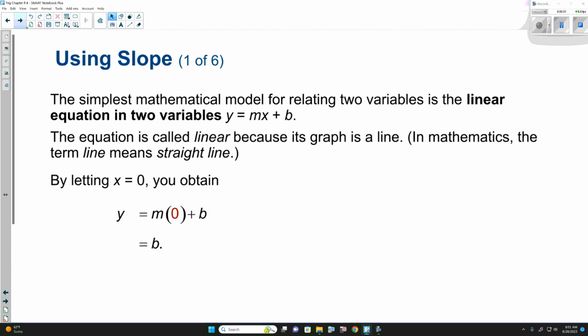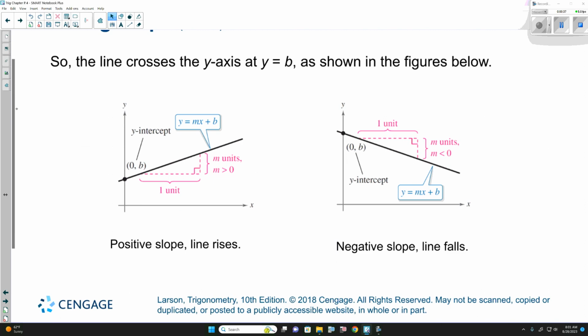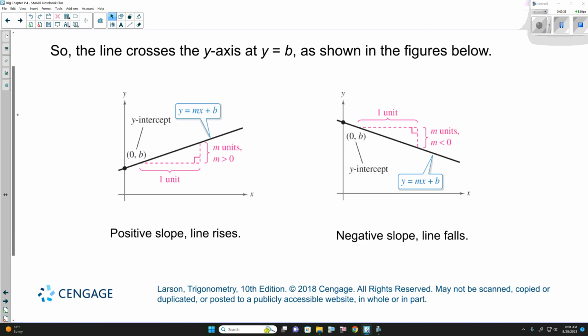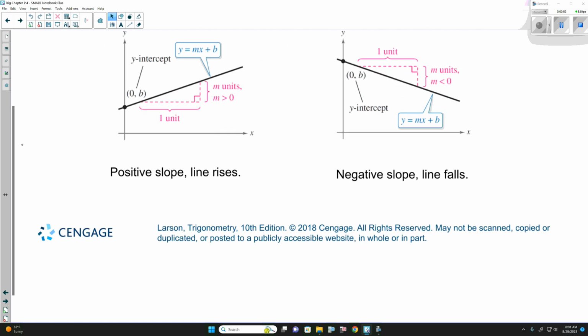So we get this here. By letting x equal 0, you obtain b. So the line crosses the y-axis at y equals b. We can have a positive slope, which means it's going up, or a negative slope, which means it's going down. Nothing new. But something that might be a little bit new is this here, m.